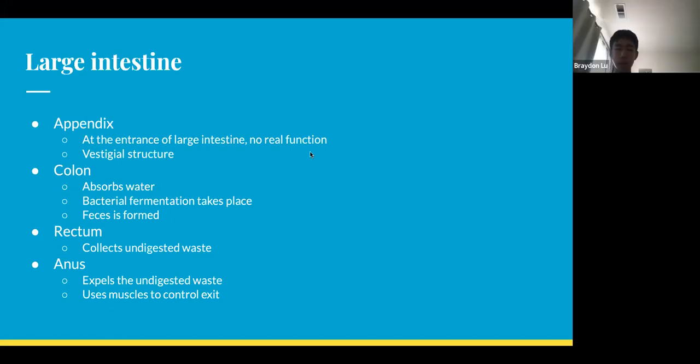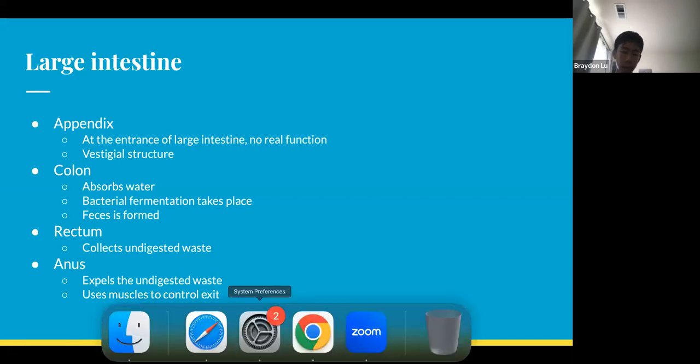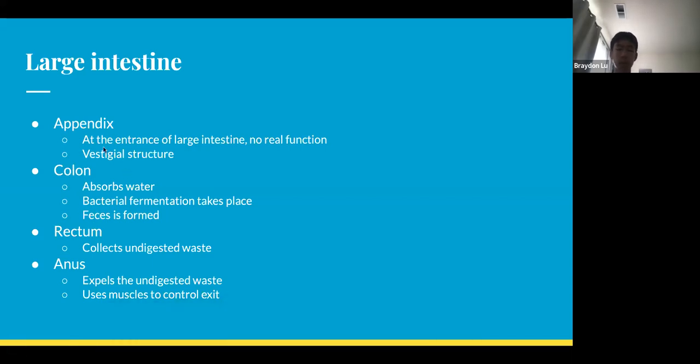All right, let's talk about the colon. The colon is the second part of the large intestine, and it helps absorb water, since what we're left with after the small intestine is a lot of water. It's also where bacterial fermentation takes place and where feces is formed. And then we have the rectum, which helps collect undigested waste, and finally the anus, which helps expel the waste. It uses muscles to control that.